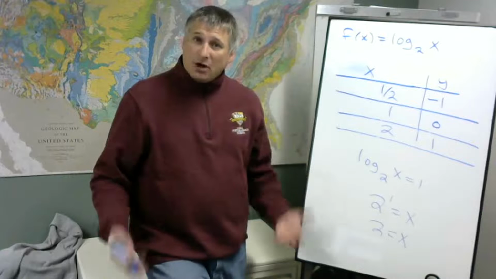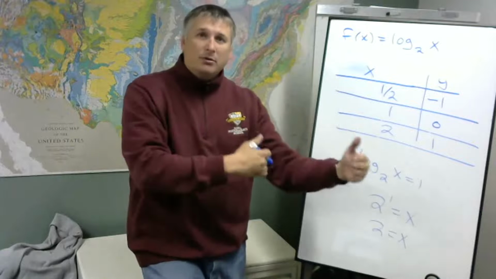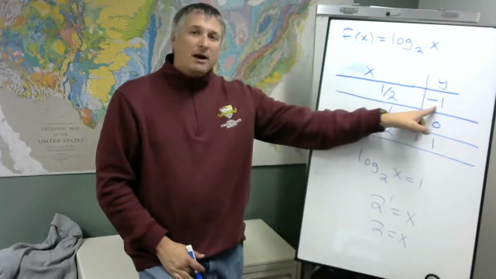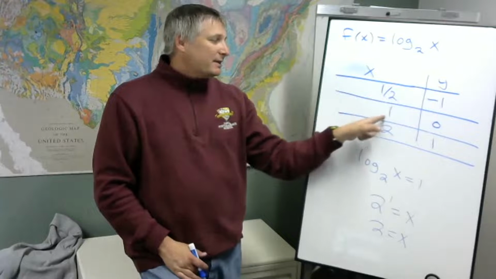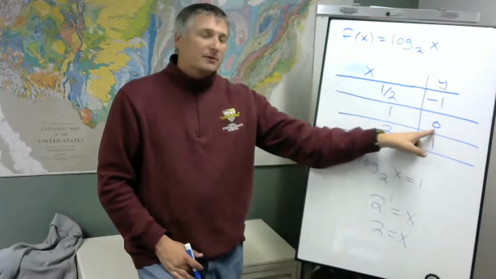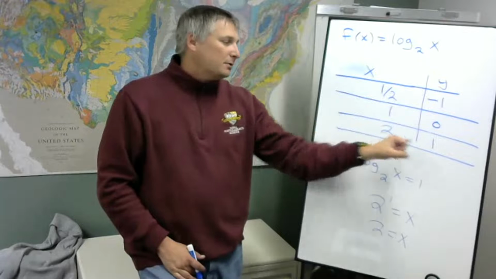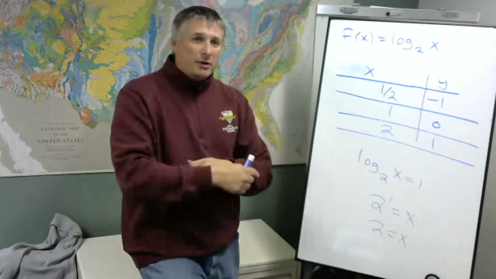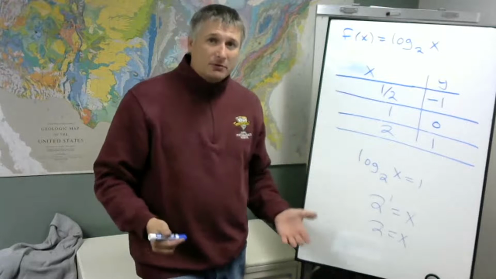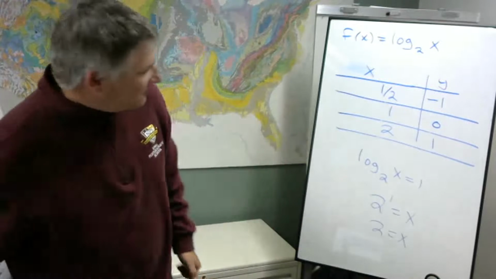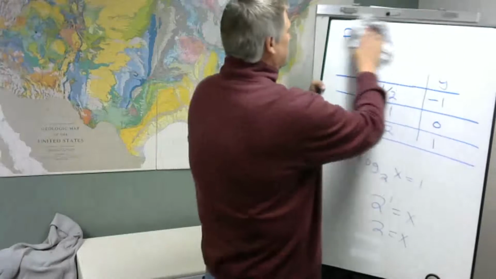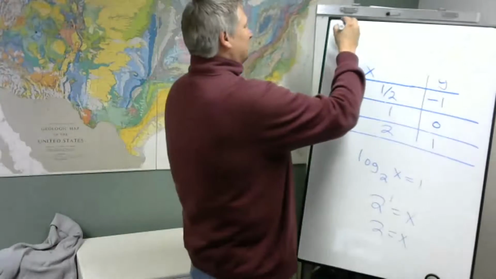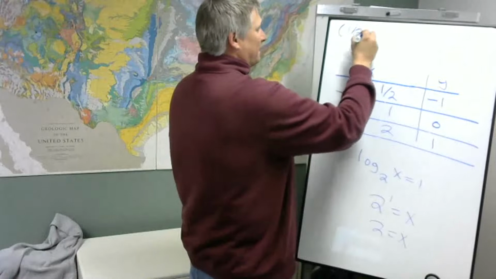So for the inverse logarithm, the inputs and outputs switch. Now the input is 1/2, the output's -1. The input is 1, the output is 0. The input is 2, the output is 1. So the x and y coordinates switch, which is what we expect with inverse functions. So I'm going to write these up here, and now we're going to graph our function.